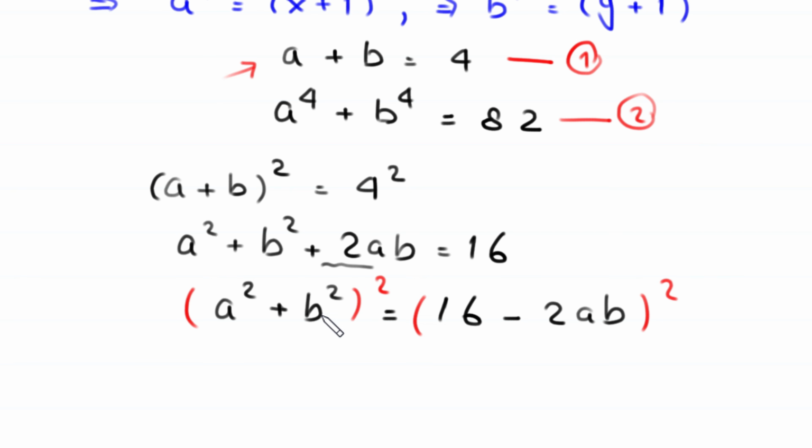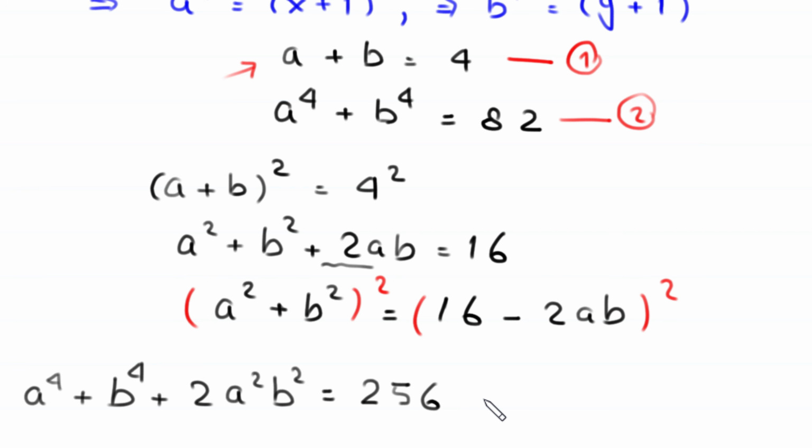Expand the left hand side, this will become a to the power 4 plus b to the power 4 plus 2 times a squared b squared, equal to, expanding the right hand side, 256 minus 2 times 16 times 4, which is 64 times ab, plus 4 a squared b squared.